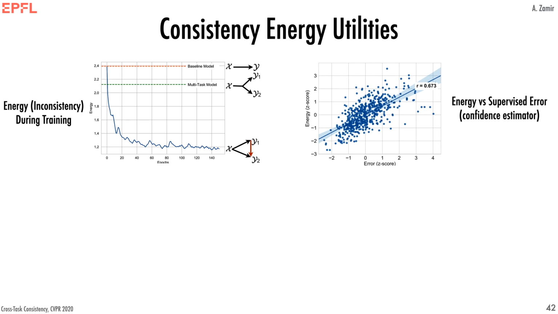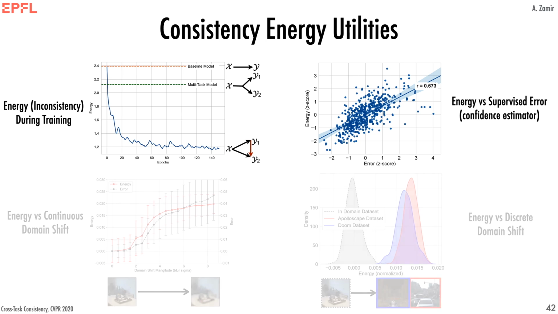Here you can see the correlation between supervised error and energy. There's actually a good linear correlation between them, 0.67. That means that if you just look at the energy value for a particular image, you'll have a good idea if the results are wrong or not. So I can use this as a confidence metric, and it's important because the energy is completely unsupervised. You can extract it on the fly for any data.